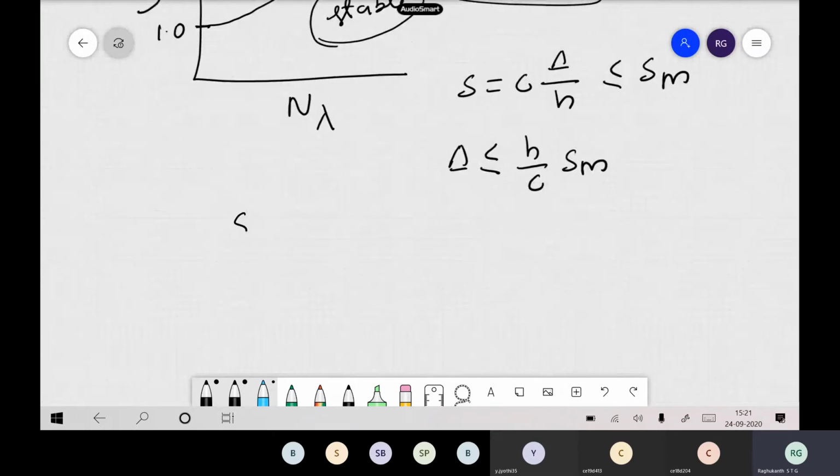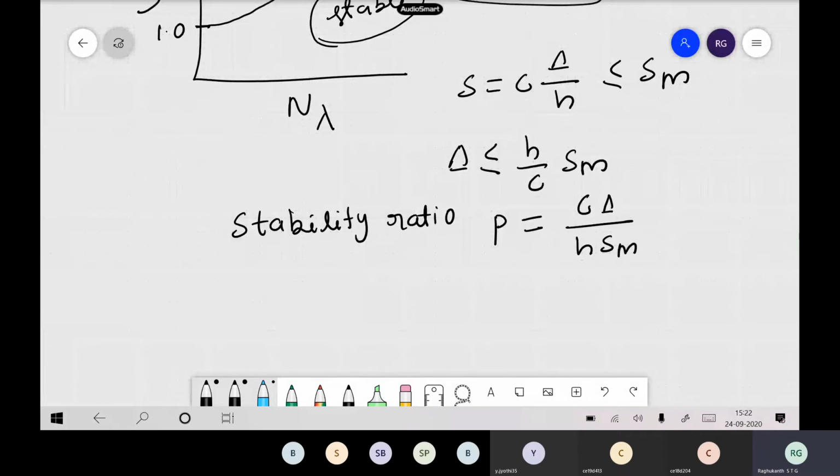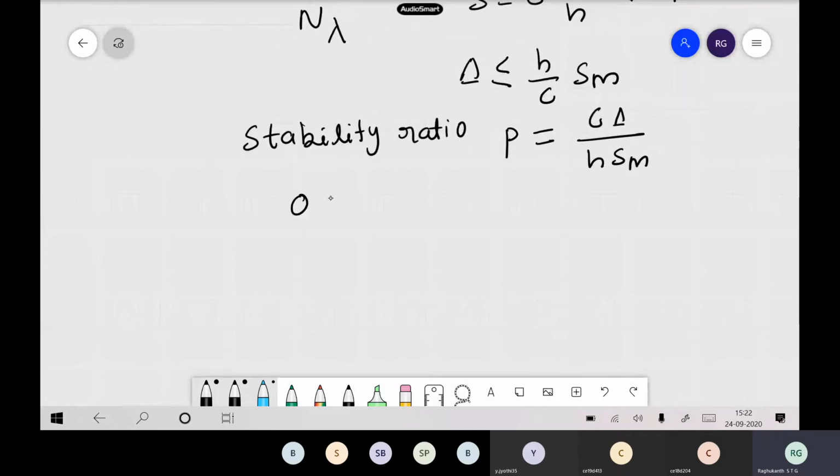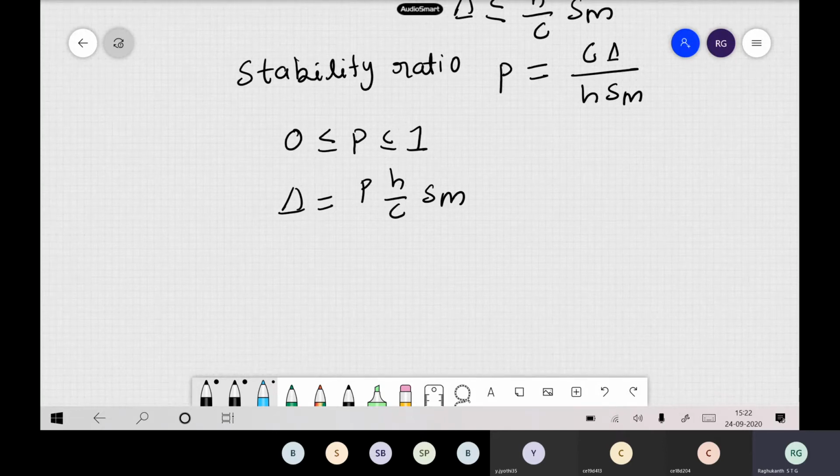And suppose we define a stability ratio, a new quantity p, which is defined as c delta by h into sm. Now one can show that this p lies between 0 and 1, and delta t you can write as p into h by c into sm. So this is the criteria. Whenever you want to do a finite difference scheme, the time increment and the spatial increment are linked through this expression itself.